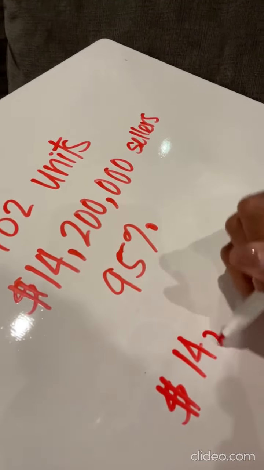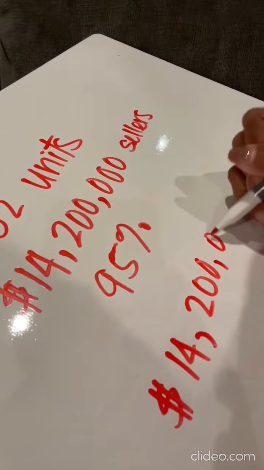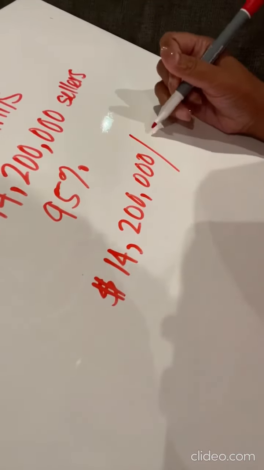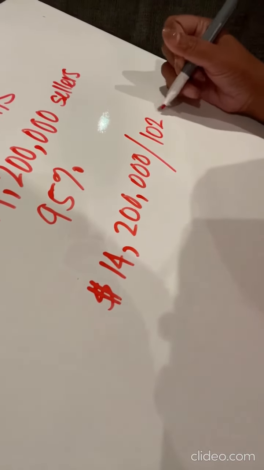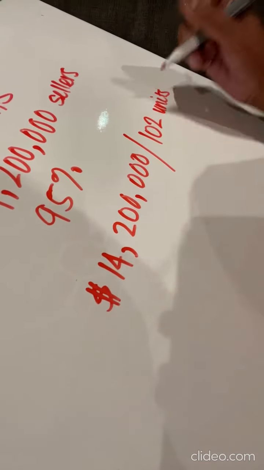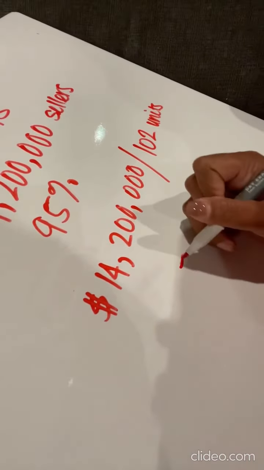So, 14,200,000. It's weird to write at this angle while holding a camera, but onward and upward. And we're going to divide that by 102 units, right? And that is going to give us, okay, hold on.